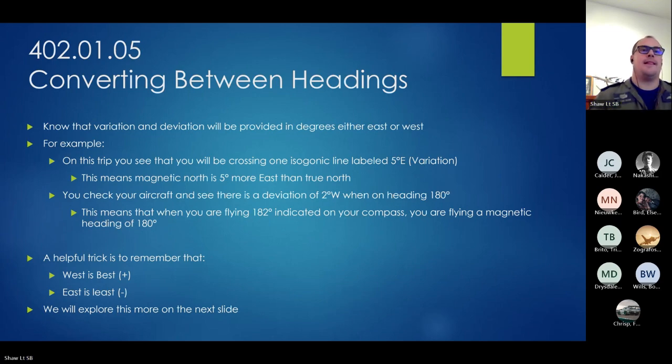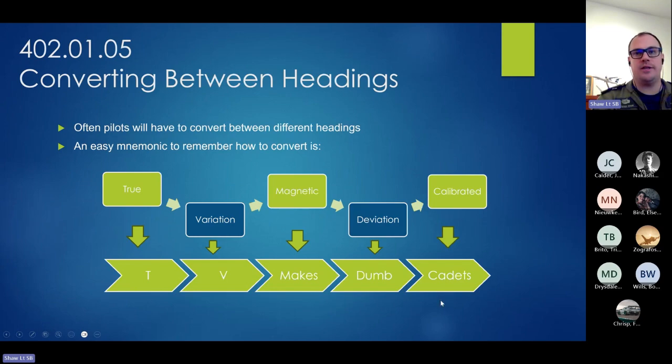A helpful trick to remember whether we need to add or subtract is: east is least and west is best. We saw our isogonic line labeled 5 degrees east. That means we have to subtract 5 degrees from our true track to get to our magnetic track. So remember, east is least, west is best. As long as we're following TVMDC, we subtract east and we add west, as long as we're going left to right.